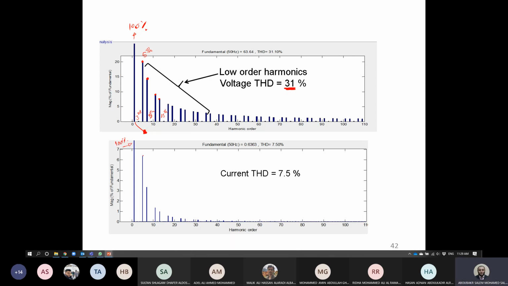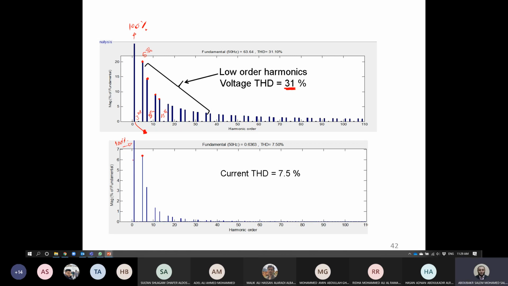You will find that there is a component for the fifth. But there is attenuation for the current harmonics. What is the meaning of that? Now the first component is 100. When we calculate the current component, it will be 100 also.